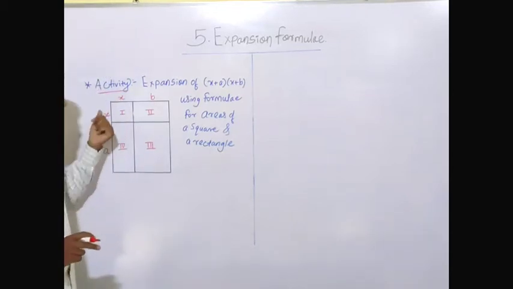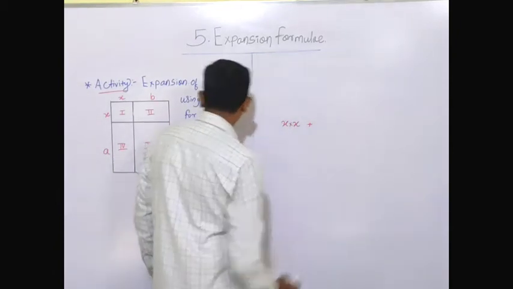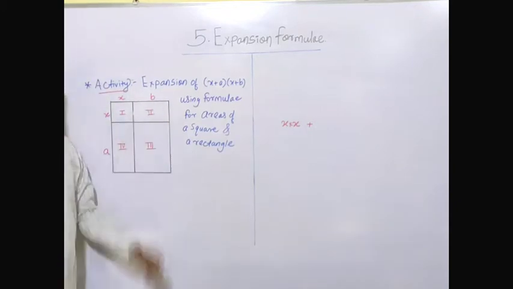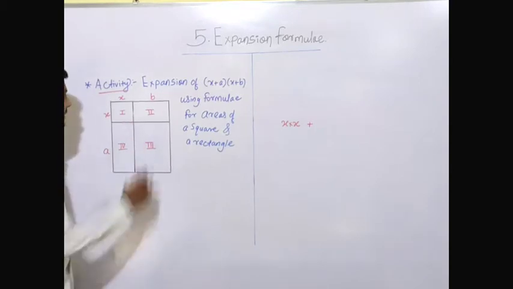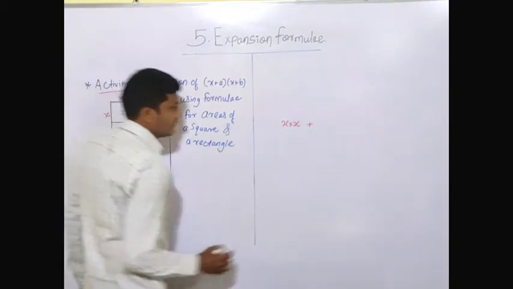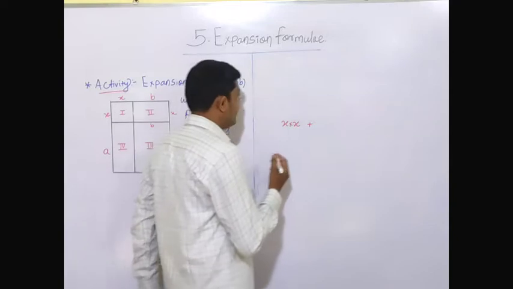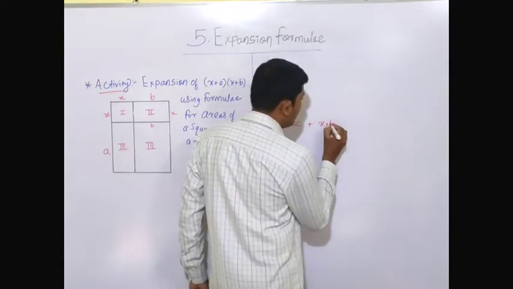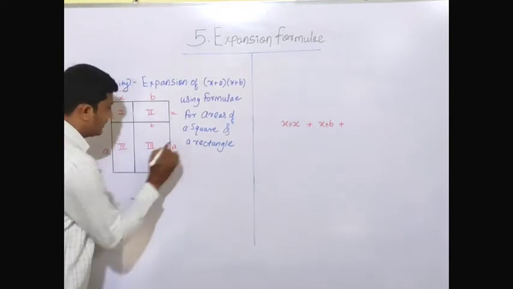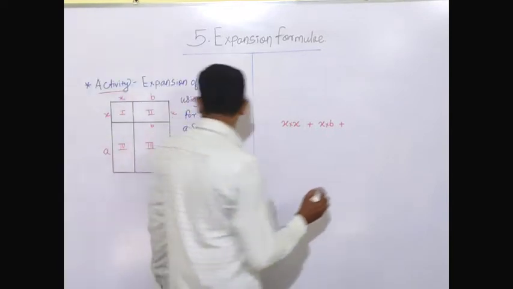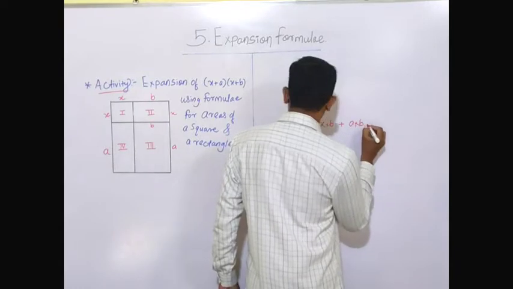First figure is what? Square. So area of square is given as side into side, that is x into x, plus. The next figure is what? That is a rectangle. Here length and breadth are given. So length is x and breadth is b. So the area of the rectangle is given as length into breadth, that is x into b, plus. For the third figure, again it is a rectangle. So it can be given as length into breadth, that is a into b.